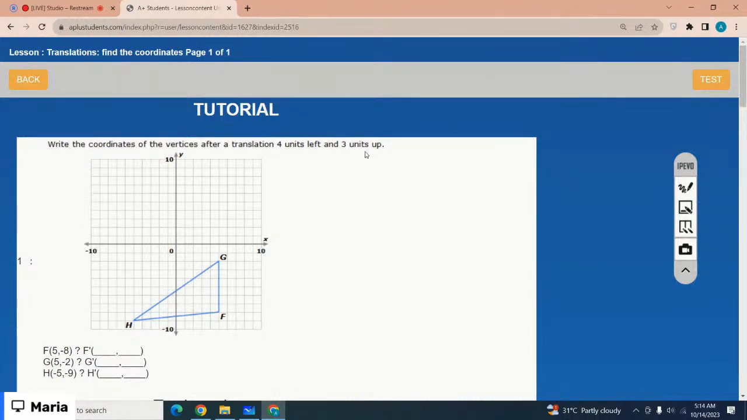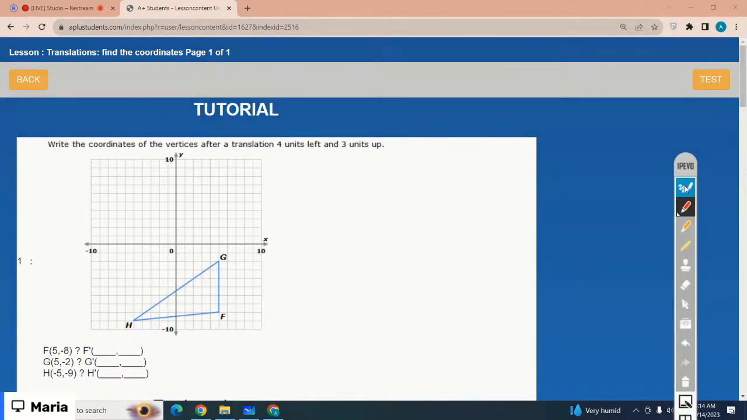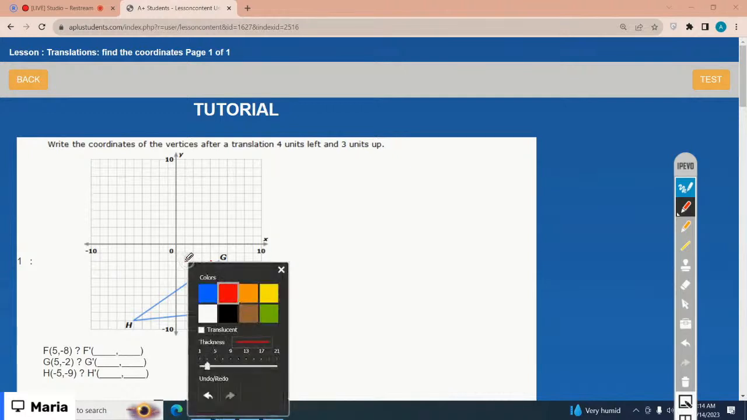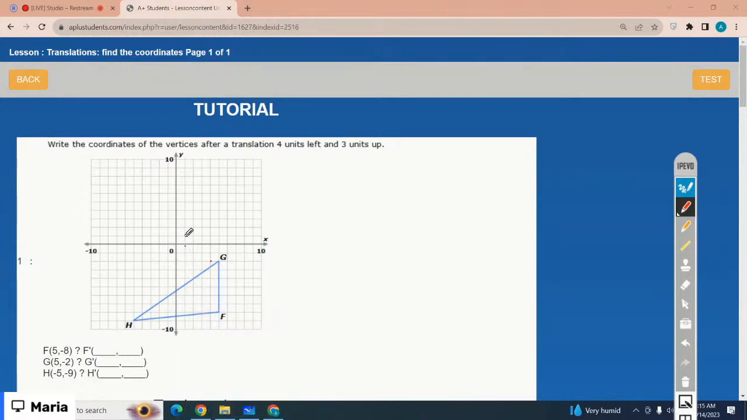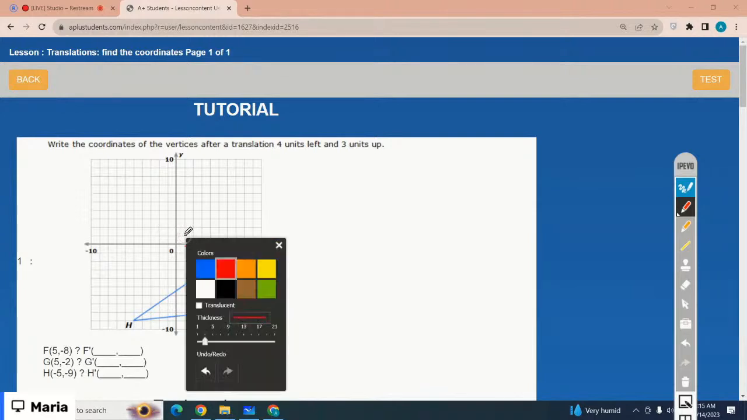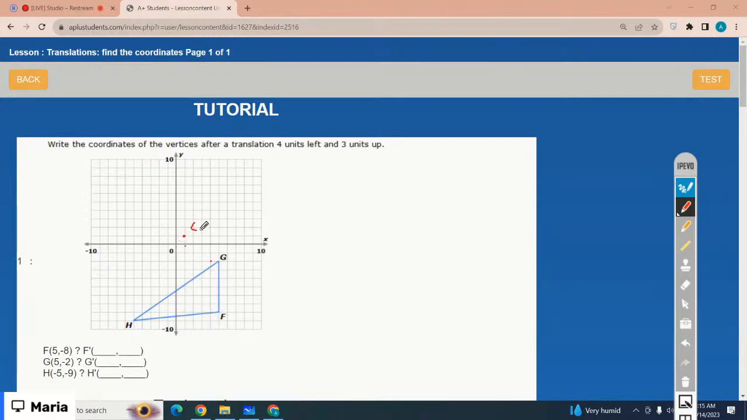Write the coordinates of the vertices after a translation 4 units left and 3 units up. Okay, let's just translate 4 units left and 3 units up. 1, 2, 3, 4. Here is 4 left, right? And just go 3 up. 1, 2, 3. Here is, that is the G. The coordinates of G are 1, 1, right?